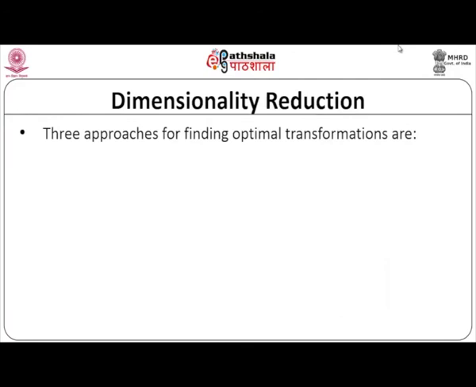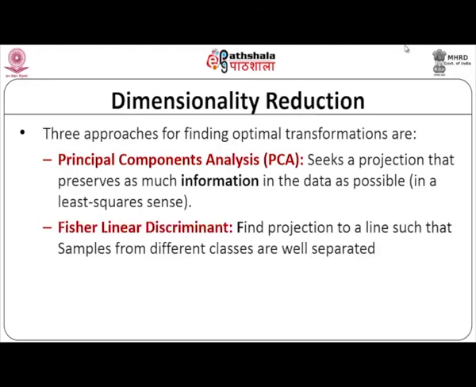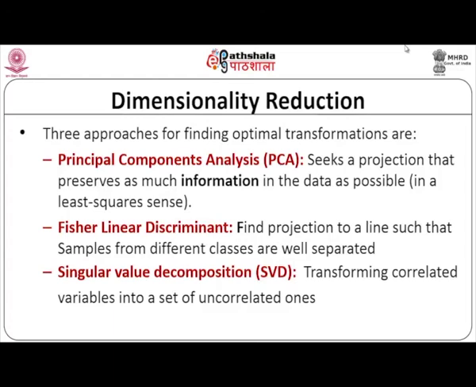Three approaches for finding the optimal transformations are possible. One is principal component analysis. This seeks a projection that preserves as much information in the data as possible in a least square sense. Least square is error, you remember we spoke about this least square error. So, using that concept it tries to preserve as much information as possible. The next method that we will be looking at is Fisher linear discriminant. Find a projection to a line such that the samples from different classes are well separated. So, here it is a projection that tries to discriminate. And singular value decomposition, transforming correlated variables into a set of uncorrelated ones.